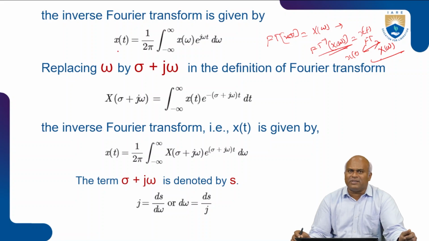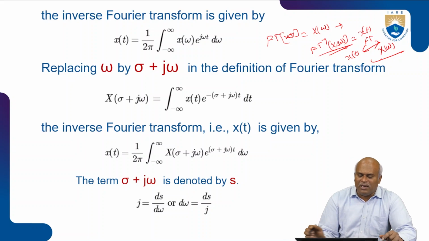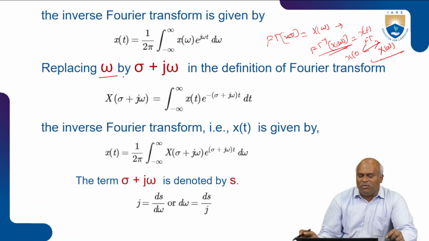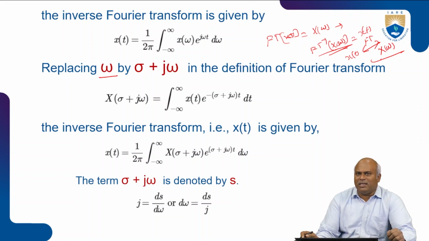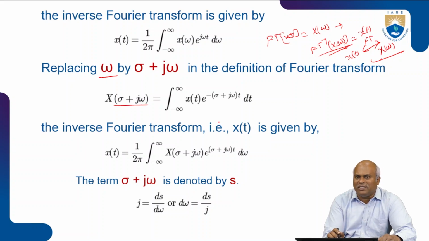The inverse Fourier transform of the given signal is represented as x of t equal to 1 by 2 pi, the integration from minus infinity to plus infinity of X of omega e power j omega t d omega. Now I replace omega by sigma plus j omega in the definition of the Fourier transform. Wherever omega is there, I substitute sigma plus j omega. Now X of sigma plus j omega is equal to the integration from minus infinity to plus infinity of x of t e power minus (sigma plus j omega) t dt.